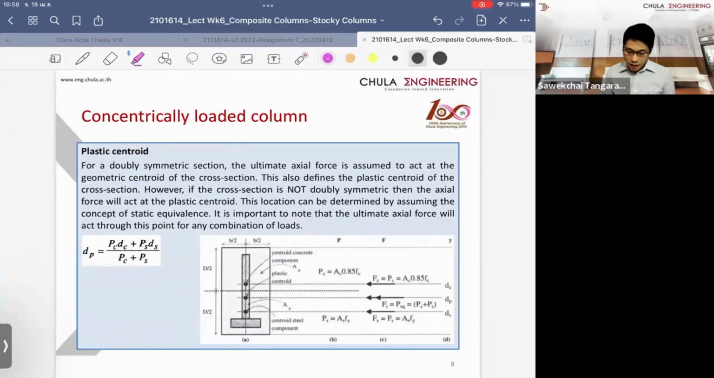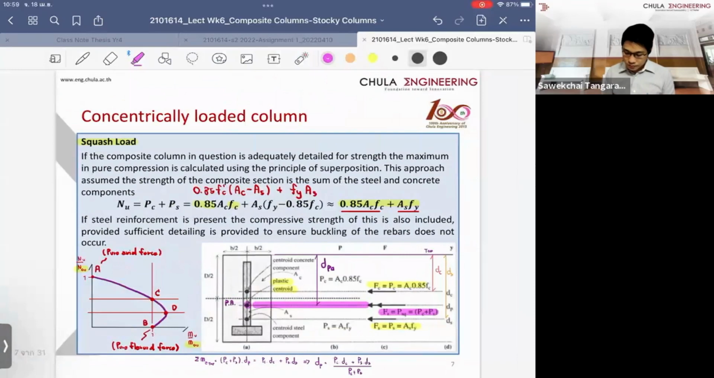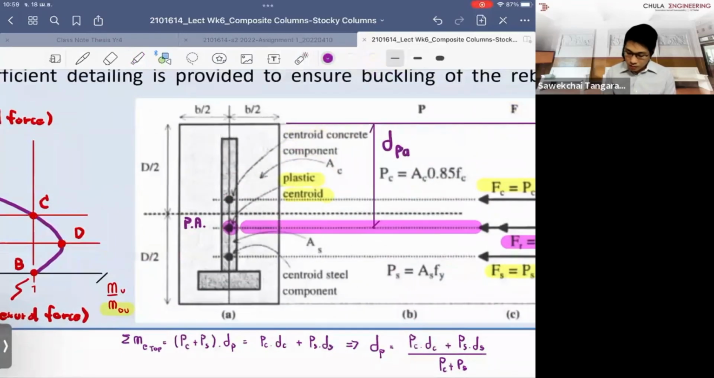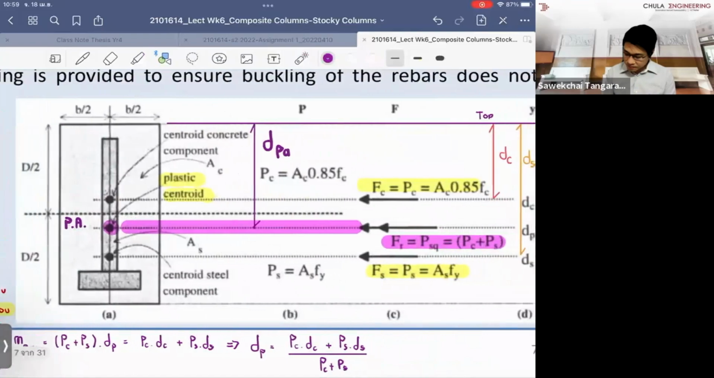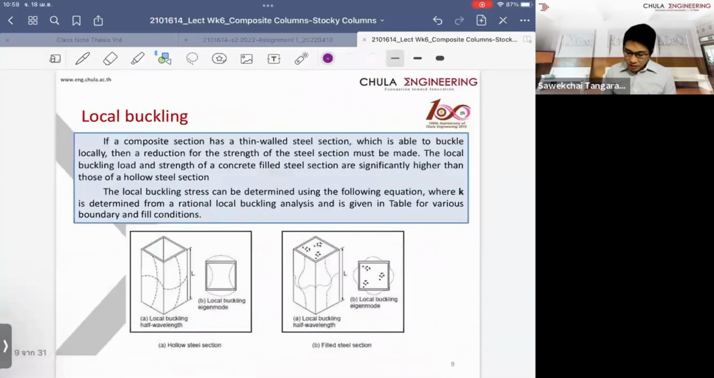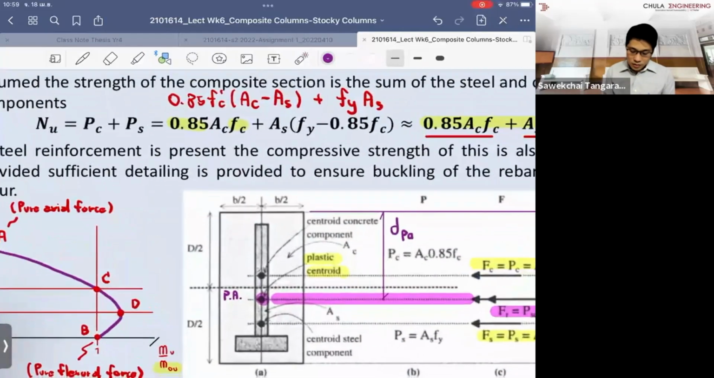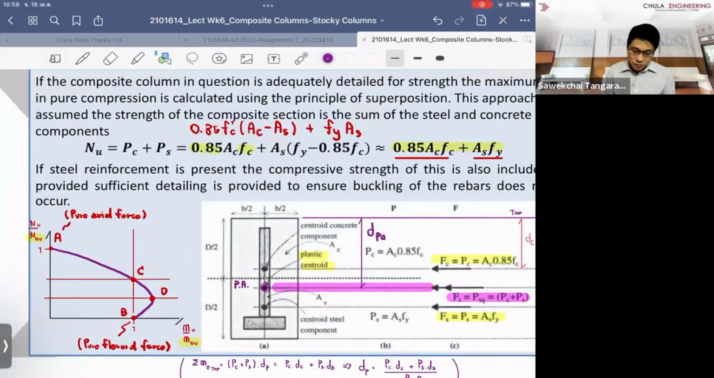The formulation I already talked to you about, right? You can check it by looking at the calculation below. What is meant by looking at the squash load? As I mentioned before, we're looking at the pure axial compression force.